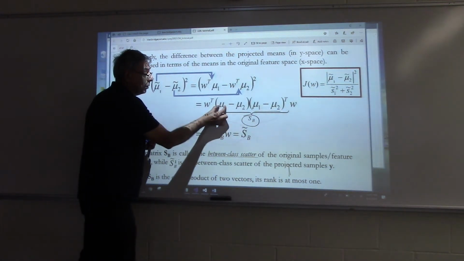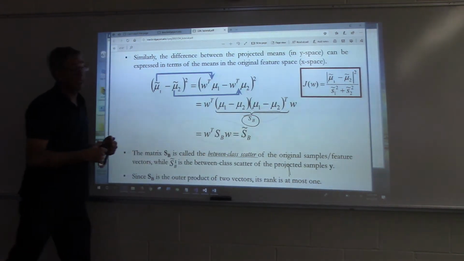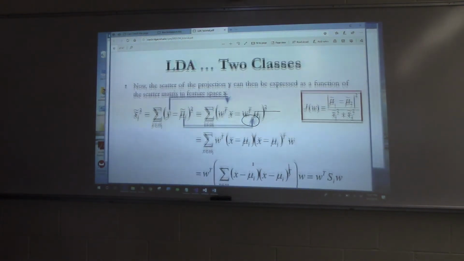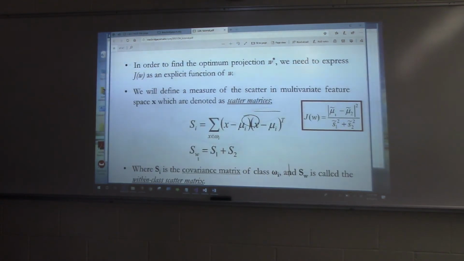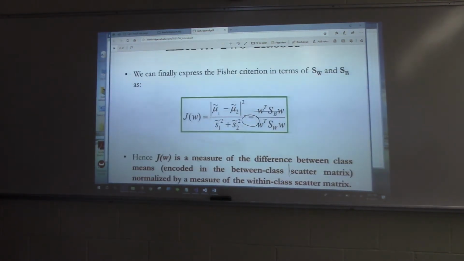So again, what is mu1? The mean of the first class. Mu2 is the mean of the second class. Then once we have SB, in the previous matrix we called it SW. So in the algorithm, like I said, compute SW, compute SB.